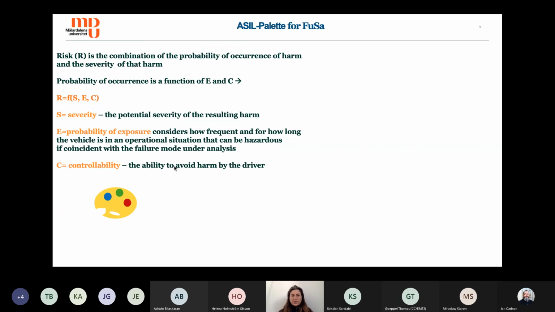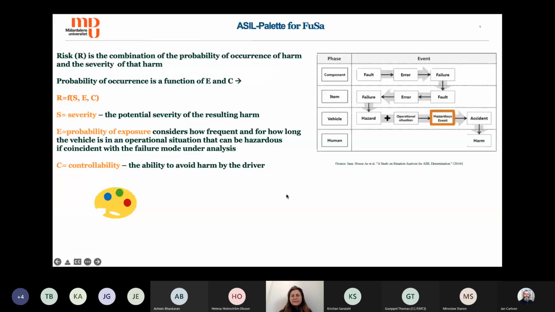So for those of you who are attending and perhaps are not familiar with all this, let's look at this picture.